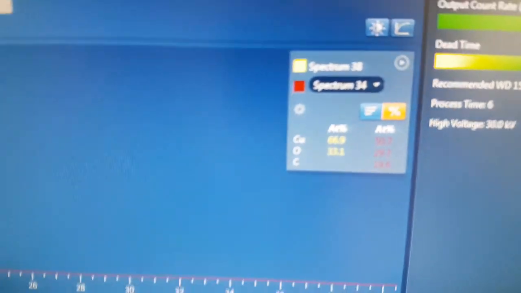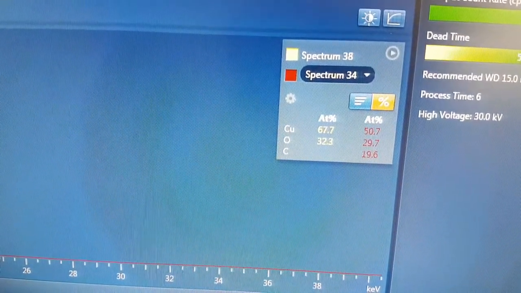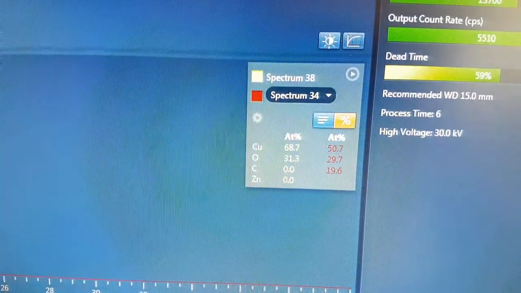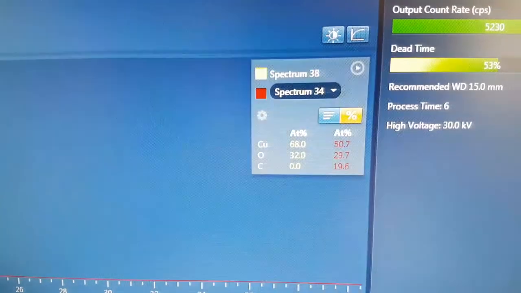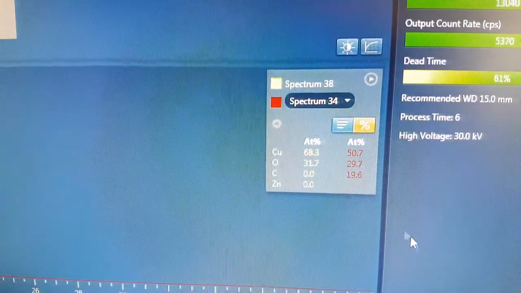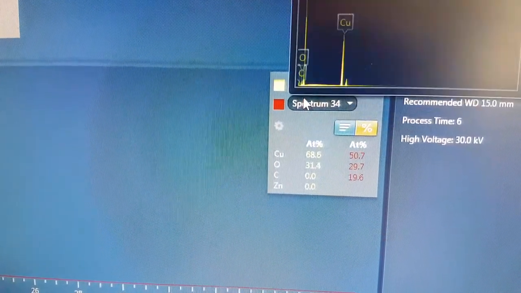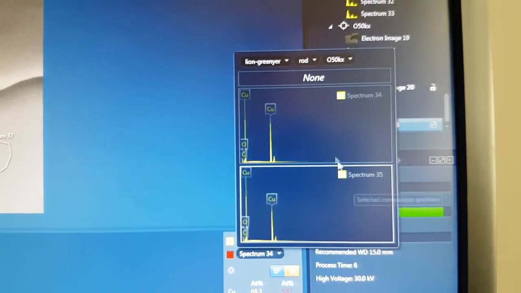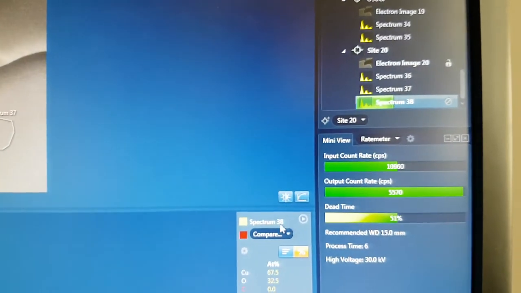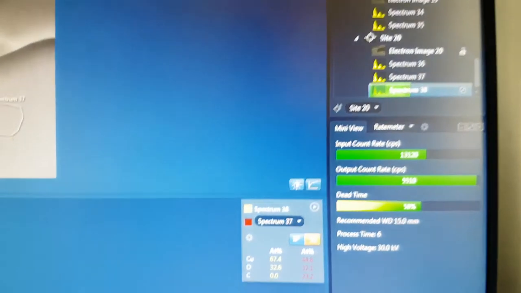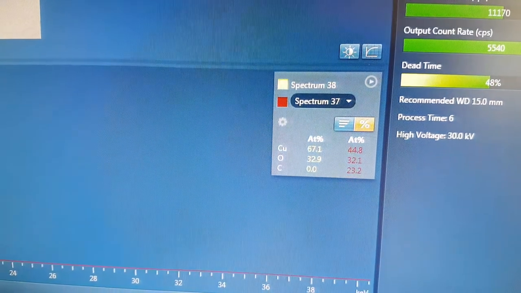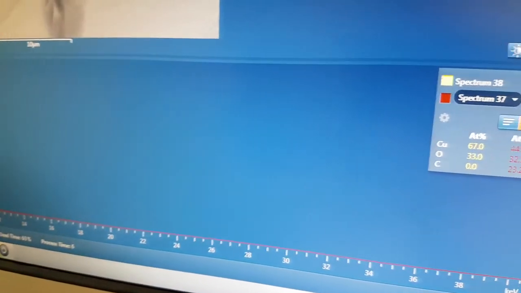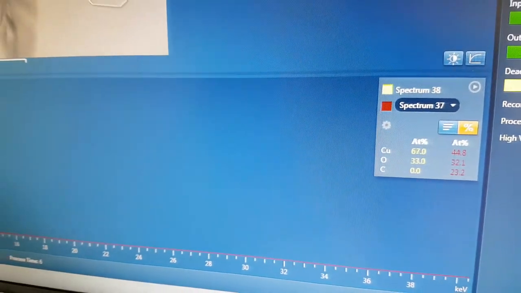So, it sees basically copper with a bit of oxygen. We're doing spectrum 38 now. And there's no carbon, no carbon, no carbon. I'm going to compare against something else. I'm going to go to 37. Where's 37? How do I get to 37? 37. No carbon, no carbon, no carbon. Still no carbon.